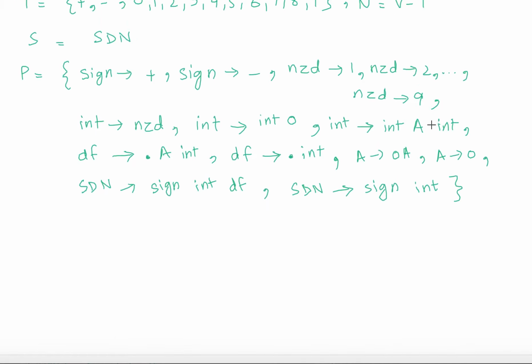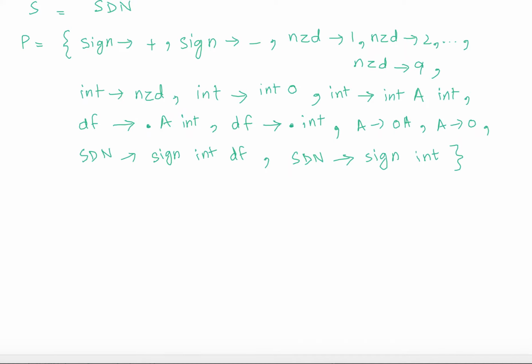So let me now go here, change the color maybe. Now what I want is to generate this number: plus 31.00701. Since it has a decimal, I will start with this one. So I will start with S, the signed decimal number, replaced by sign integer decimal fraction. This should be a double arrow, right? Now this sign can be replaced by plus, because I want a plus. So plus integer decimal fraction.